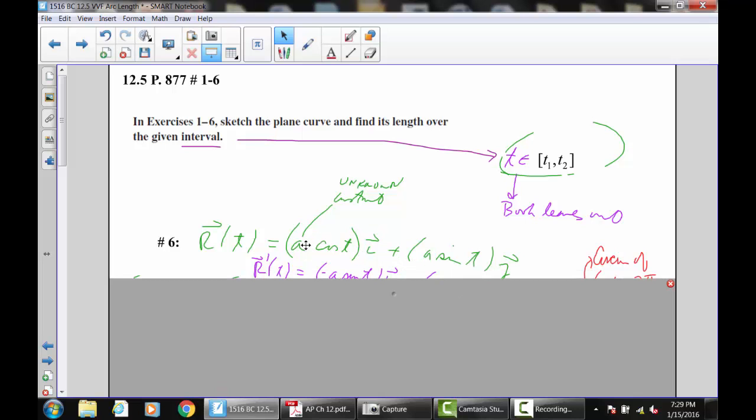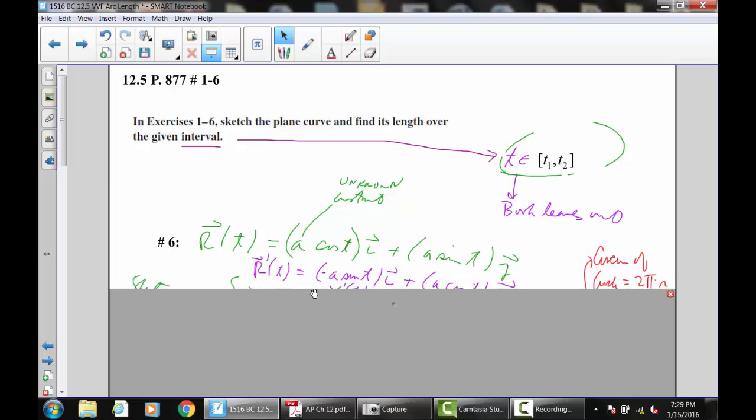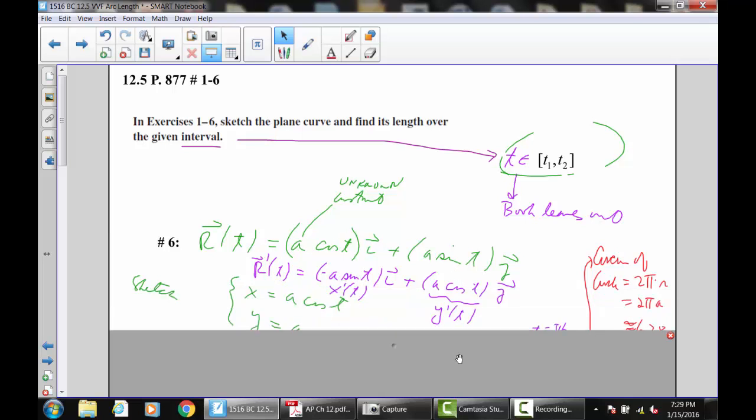Okay, why they couldn't pick a number, we don't know. So a is some unknown constant. Now, you know in the formula we're going to need the magnitude of r prime of t. So r prime of t, of course, that'll be the derivative of cosine is negative sine, and you've got this constant a, derivative of sine is cosine.